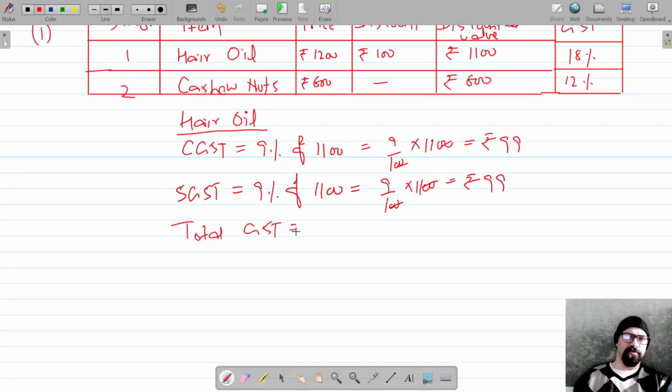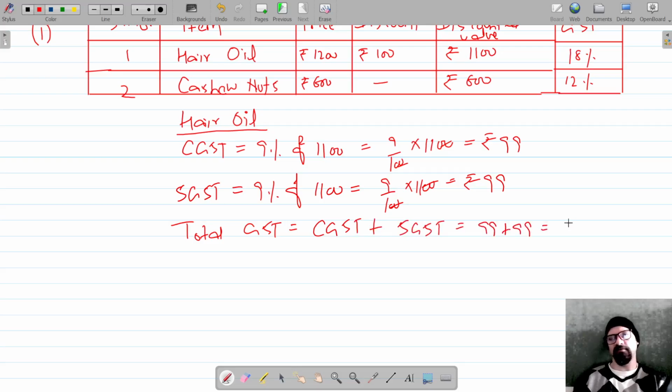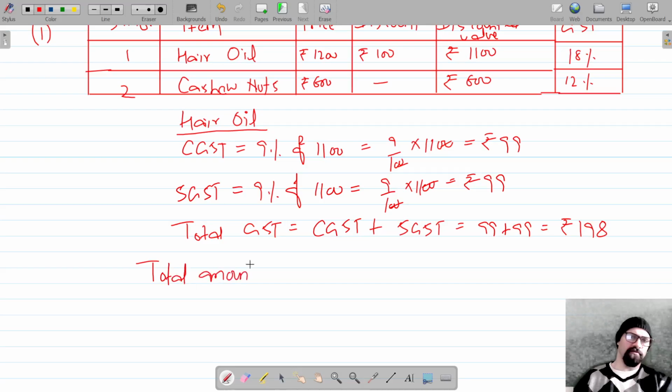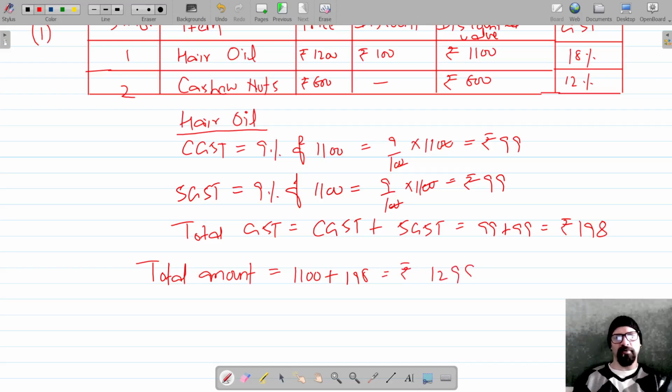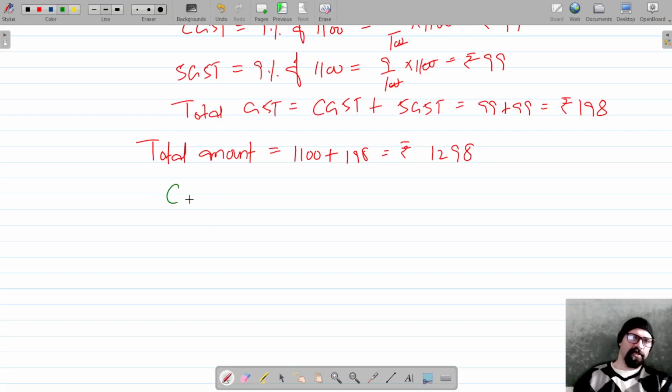So total GST is CGST plus SGST, that is equal to 99 plus 99, which is rupees 198. Okay, now total amount that she has to pay for the hair oil, including the taxes, is the discounted value plus GST 198, which gives us rupees 1298. Okay, now let's consider the second item, which are the cashew nuts.